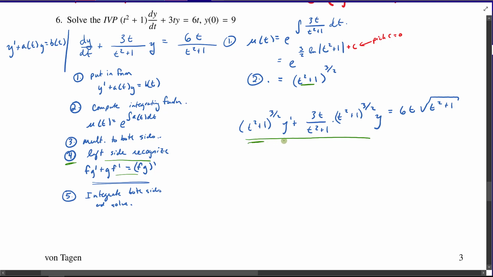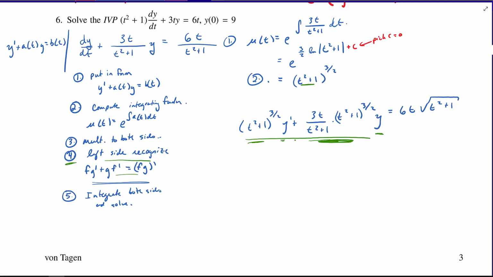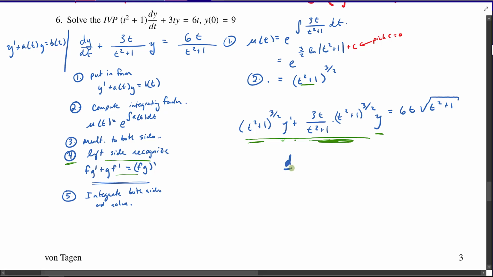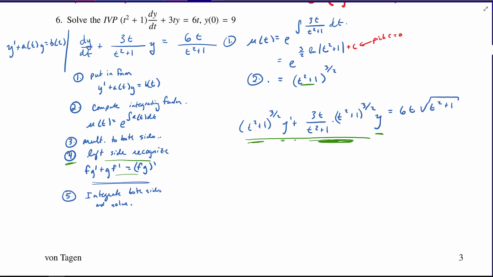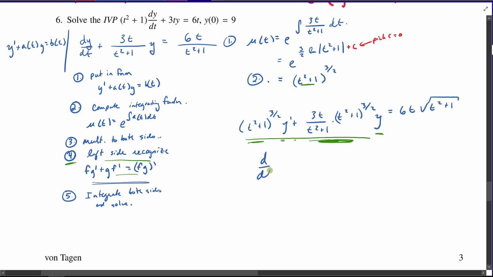Here's the first function times the derivative of the second, plus the second function times the derivative of that first function. And so sure enough, this whole thing factors up very nicely as just d/dt of the first, which was (t squared plus 1) to the 3/2, times the second, which is always y.